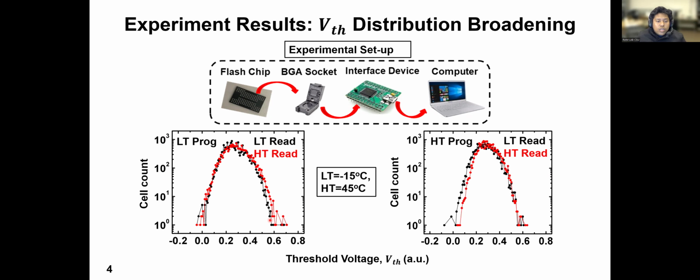This red distribution is wider, the way we explained in the previous slide. On the right, we show the same distribution of the same state when the experiment was reversed. We programmed the chip at a high temperature and read it at the same high temperature and a different low temperature. Now the different temperature distribution, the black one, is wider here.